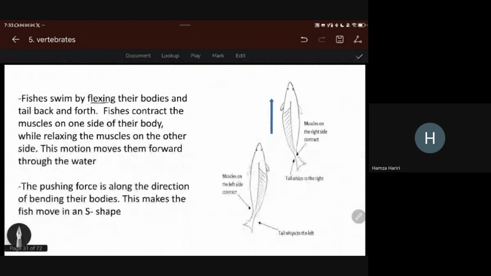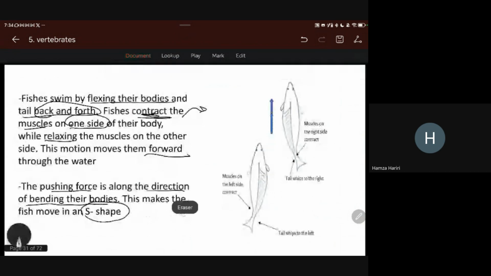Fishes swim by flexing their bodies and tail back and forth. Fishes contract the muscles on one side of their body, and when one side contracts, the other is going to relax. This causes them to move forward. The pushing force is along the direction of bending their bodies, and this causes an S shape. So if the muscle right here contracts, the muscle right here is going to relax, and vice versa.